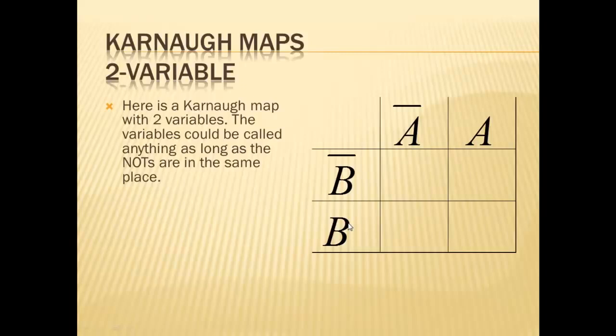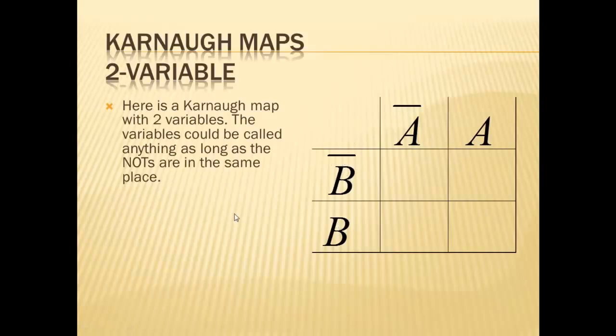Now this is a 2-variable Karnaugh map, and you'll see that the variables I use are just A and B, but it could have been X, Y or Q, P or whatever. It doesn't matter what the variables are called, as long as you have the lines in the right places. So in this case it's not, and then regular, and then not, and then the regular variable. So you have to have the nots on the inside.